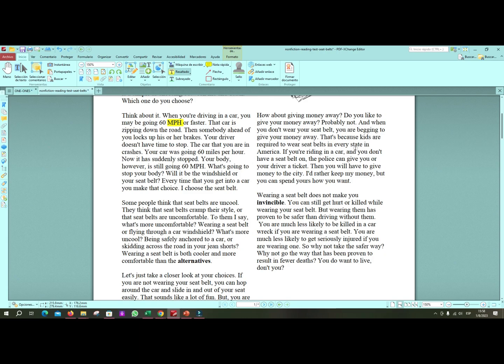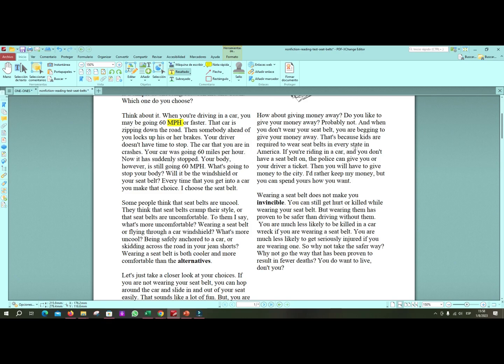Wearing a seatbelt does not make you invisible. You can still get hurt or killed while wearing your seatbelt, but wearing one has proven to be safer than driving without it. You are much less likely to be killed in a car wreck if you are wearing a seatbelt. You are much less likely to get a serious injury if you are wearing one. So, why not take the safer way? Why not go the way that has been proven to result in fewer deaths? You want to live, don't you?